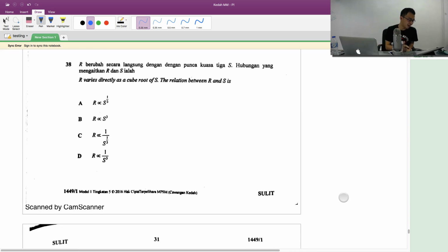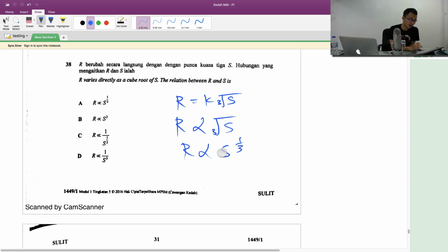R varies directly as the cube root of S. So R varies directly means equals to k cube root of S. If I do not want to write equal, I don't need to write k. Cube root you have to understand equals power 1 over 3. So the answer is just A.